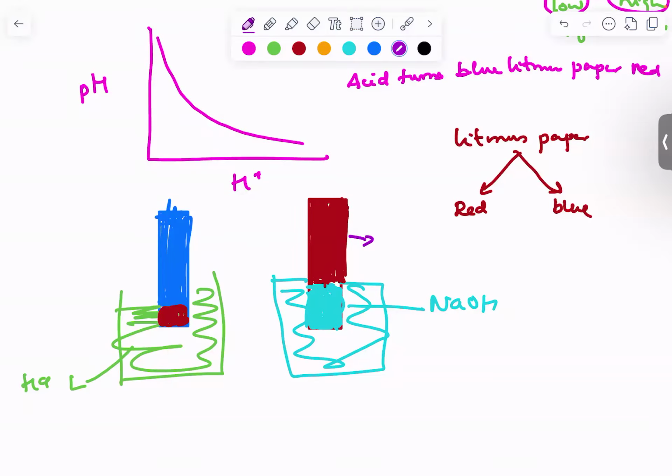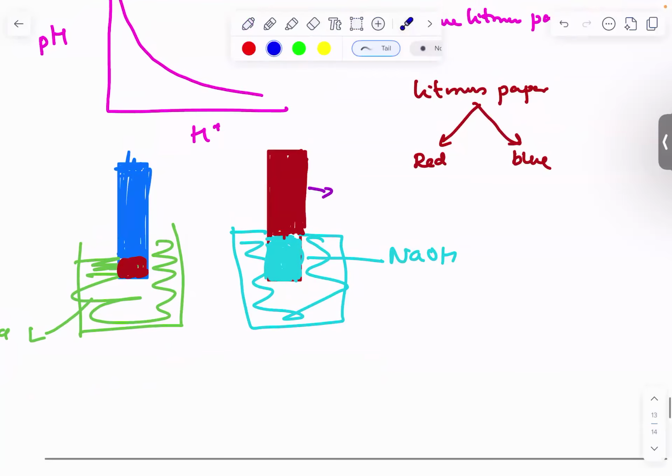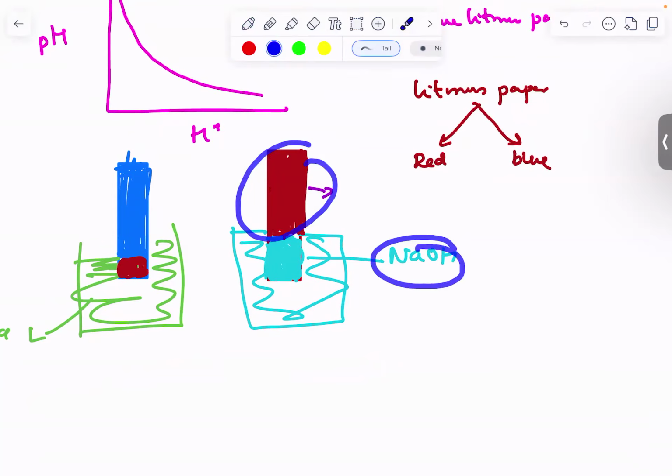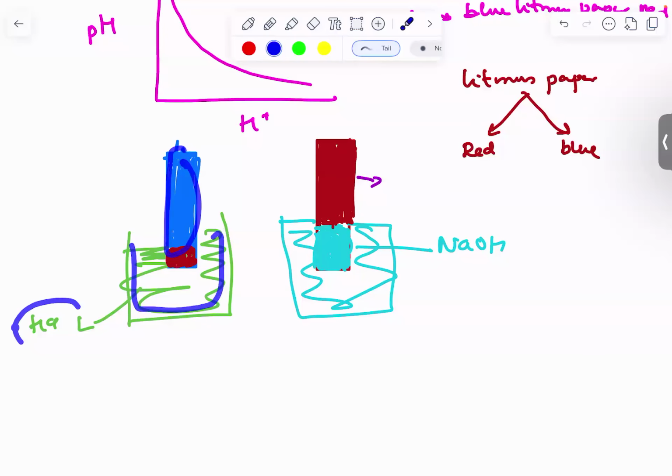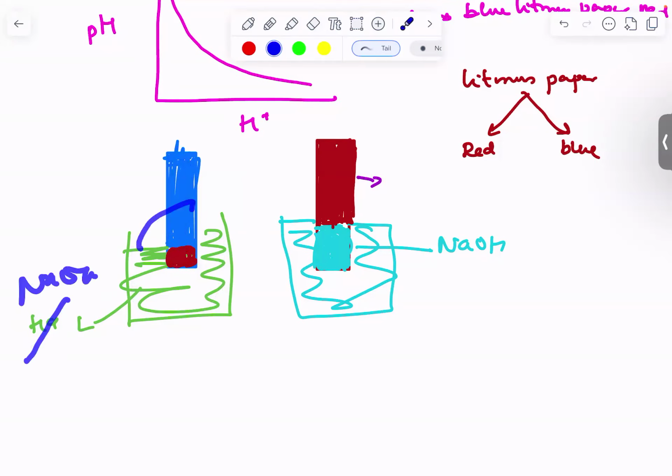Look, I put red litmus paper in a base, then it has changed color. Instead of a base, if I take HCl and put the red litmus paper in, the color will not change. The same goes with the base. For example, this is a blue litmus paper. I have put it in an acid, so that's why blue litmus paper would change to red. However, if I take a base here, then the blue color will not change.